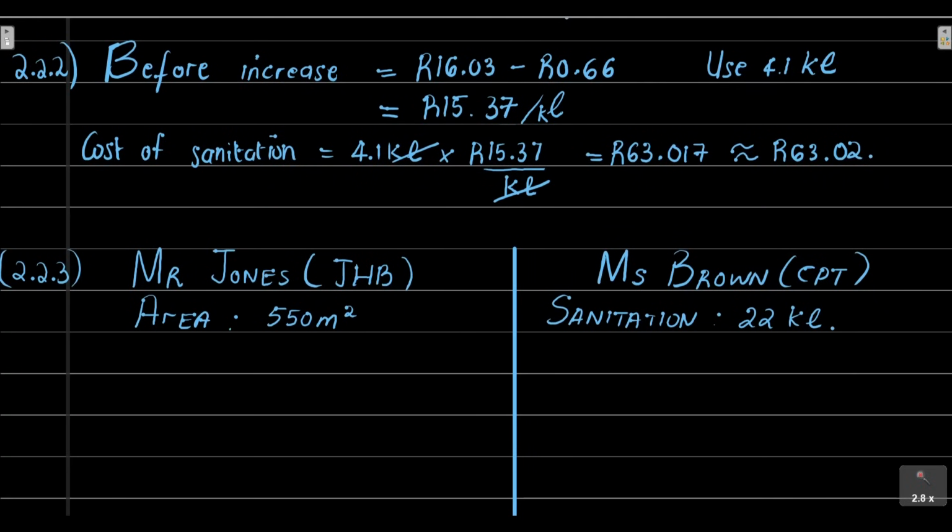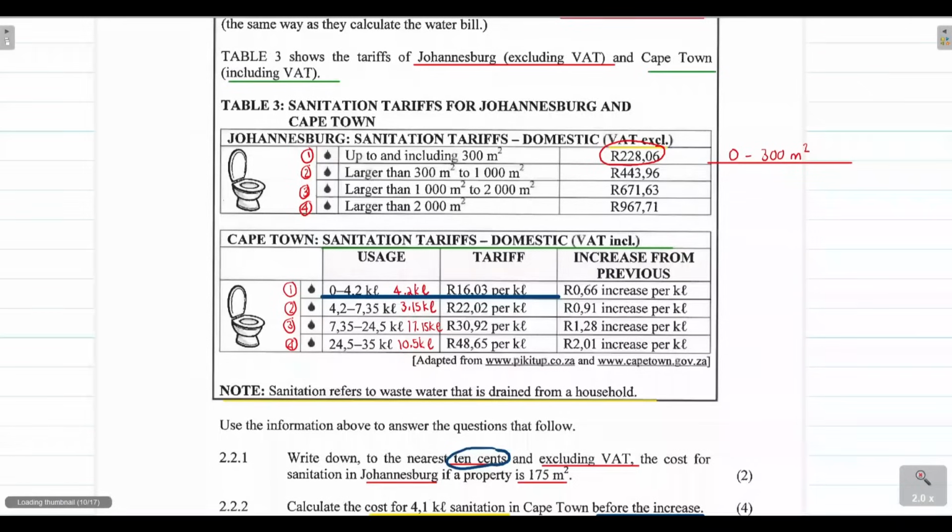Like I mentioned, we're going to be using the area to help us calculate the tariff for sanitation for Mr. Jones, and we're going to be using the percentage of the water used for Miss Brown to help us calculate her sanitation bill. So let's see. He stays in a property that is 550 meters squared. Because of that, we already know that we're going to be looking at the second block.